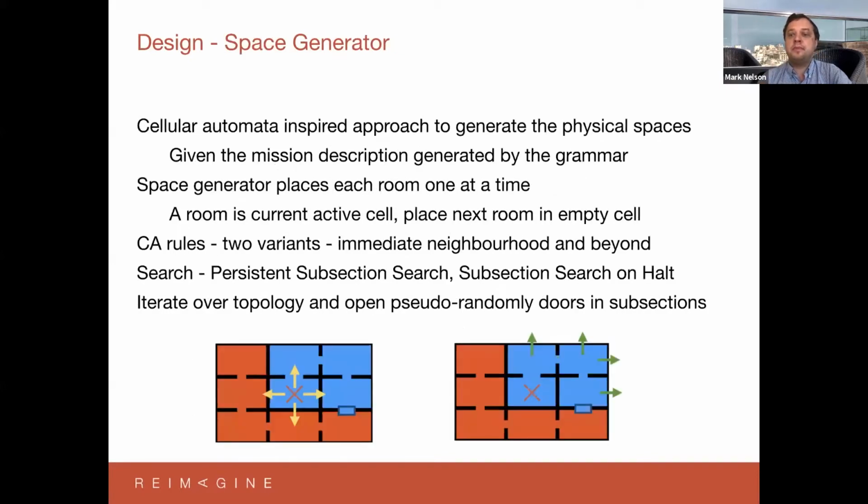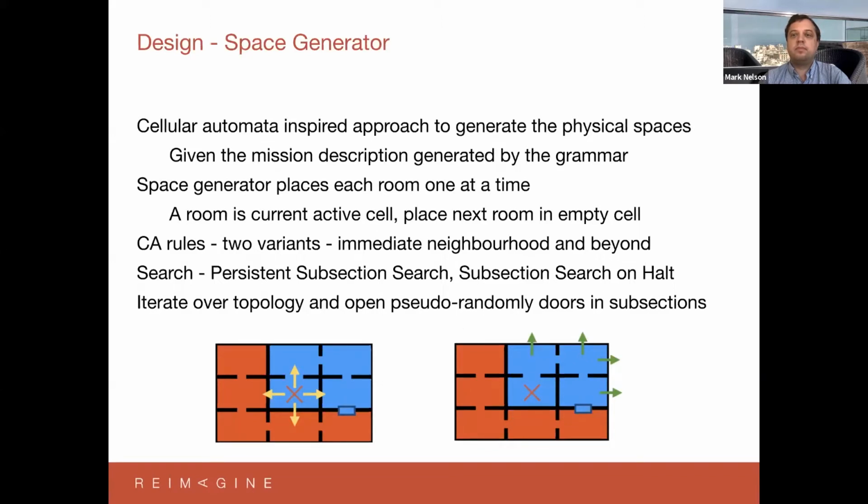We selected a cellular automata-inspired approach to generate the physical spaces that complement the mission descriptions. The single string from the mission generator is given to the space generator. Rooms are placed one at a time in the order described by the string. At any given time, a single room is considered the current active cell. The generator attempts to move to an empty cell to place the next room.